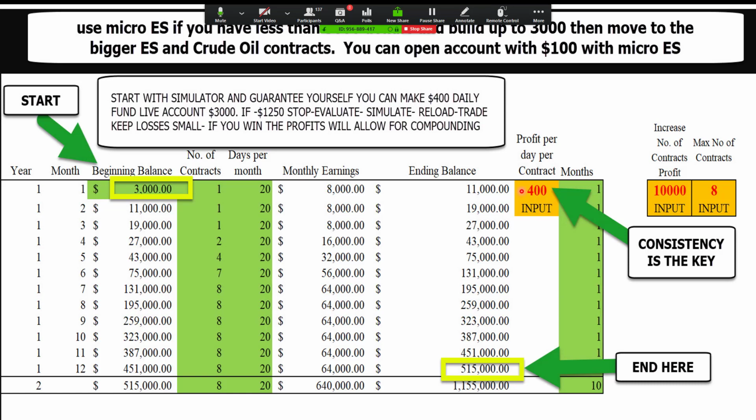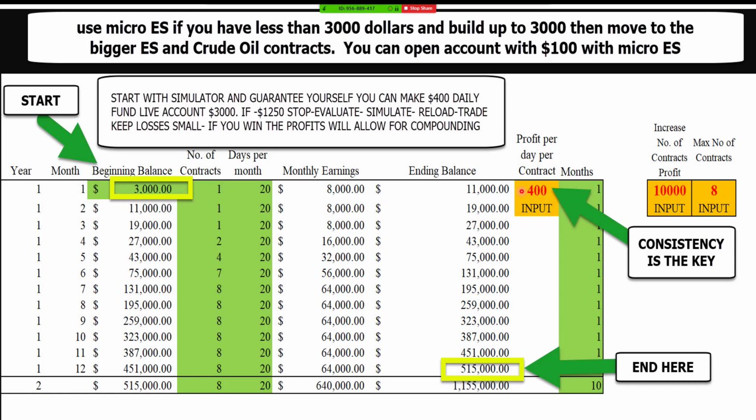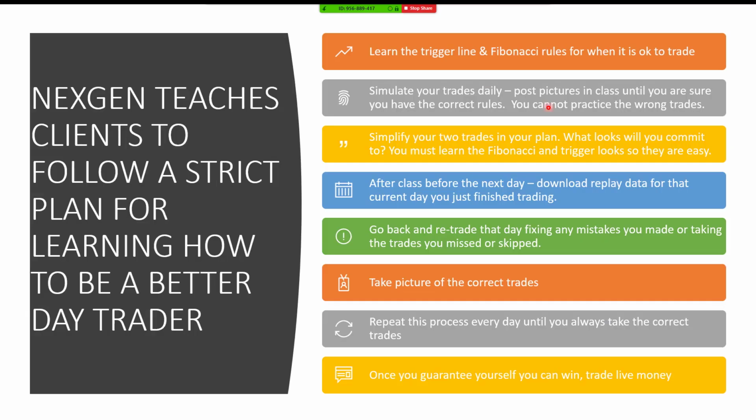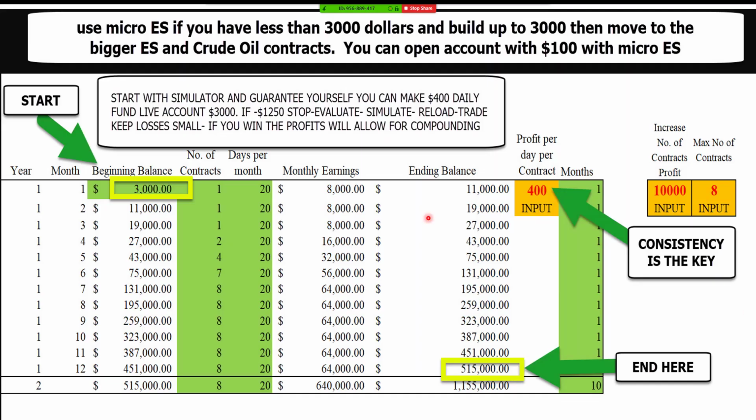And if you can trade one gold or S&P or crude oil contract and you can guarantee yourself that you can make $400 a day, then obviously, what we always tell people, slow. I mean, think about it. Look, we tell people, learn, simulate, post pictures, do replay, take pictures, repeat it infinitely, however many times, until you guarantee yourself you're going to win.